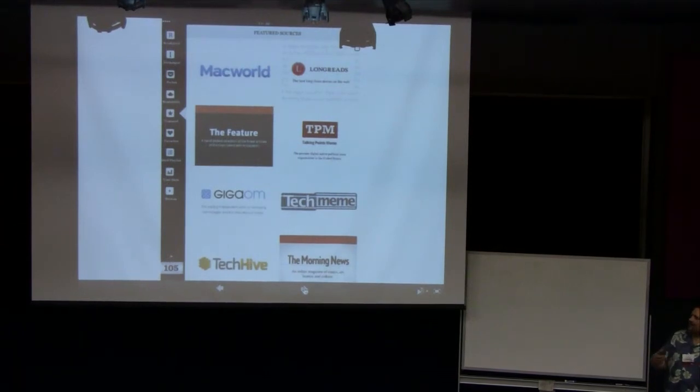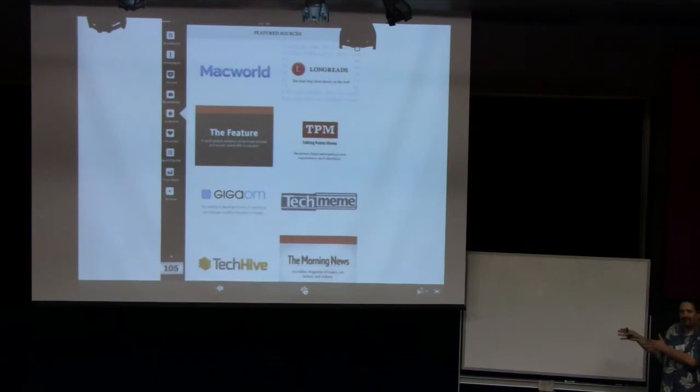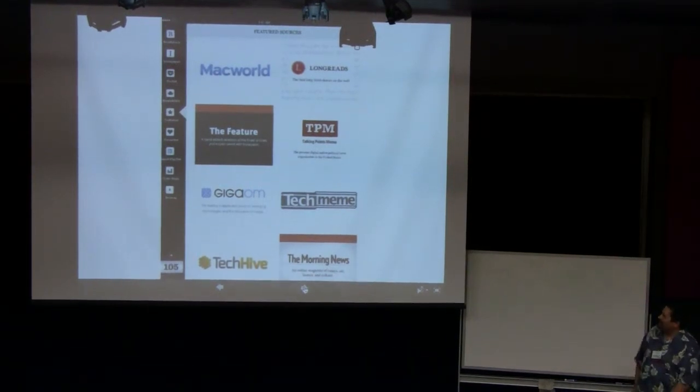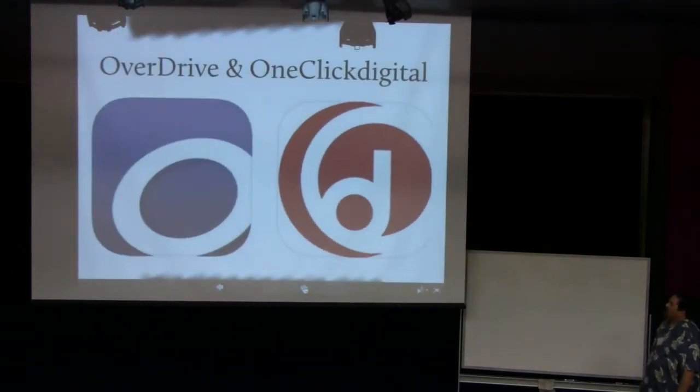But again, if you've got Pocket or Read It Later or some of those other, Instapaper, if you're using those apps to bookmark articles to read later on, you can tie them into here and read them much faster. Okay, OverDrive and One-Click Digital.